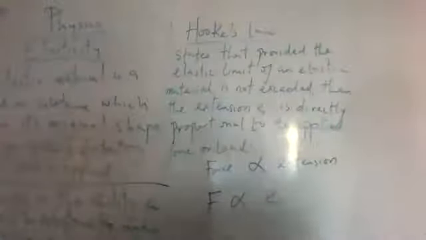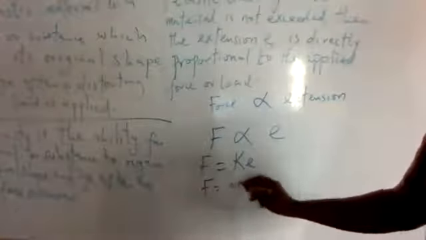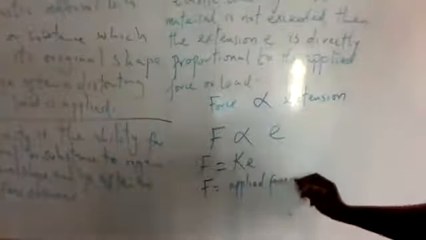So from here, we can say that F is proportional to E, and from there I can say that F is equal to KE, where K is the constant of proportionality, which is known as elastic constant or force constant or elastic stiffness. Those are the various names for K. And of course, our F is applied force in newtons.